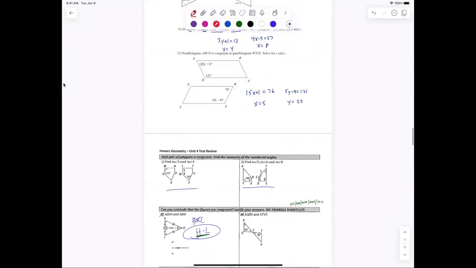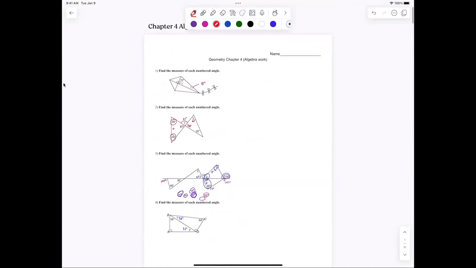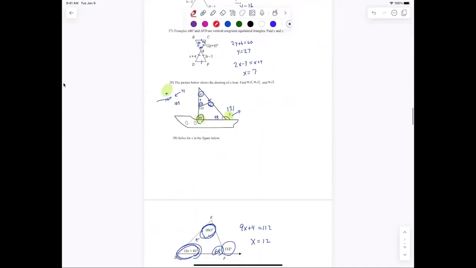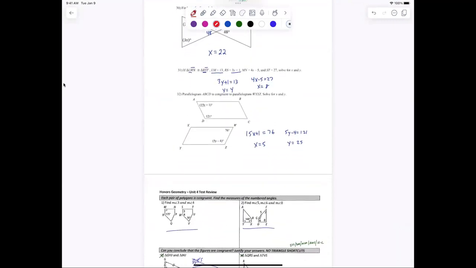Okay, so if I were you, I would review this information, that's all the algebra, and then if you're feeling confident about that, I would go ahead and start on the proofs. I'll post it, yes.